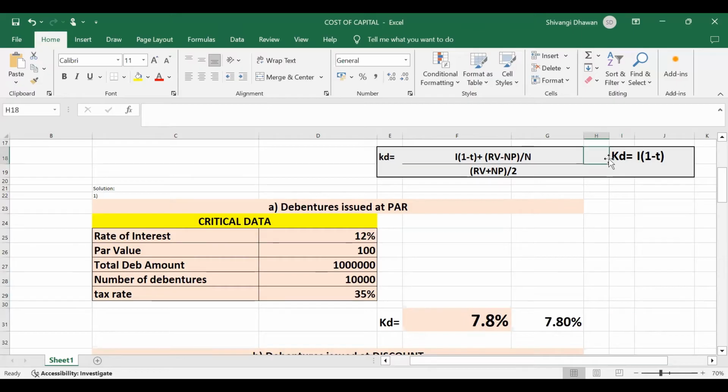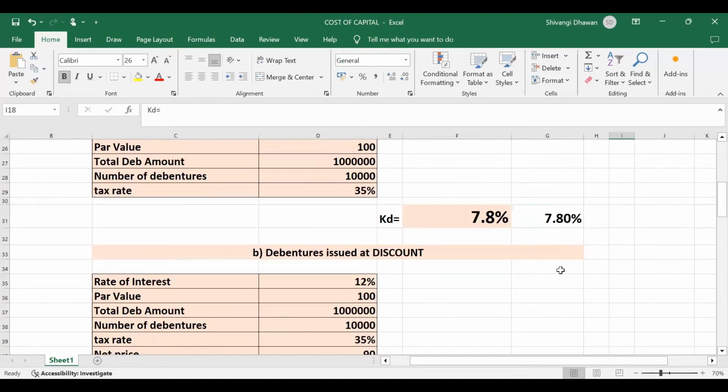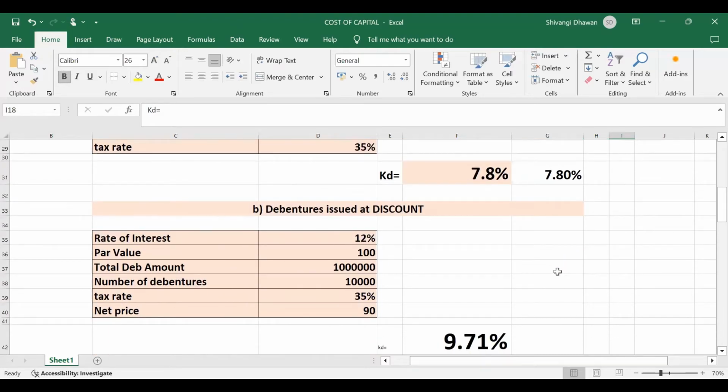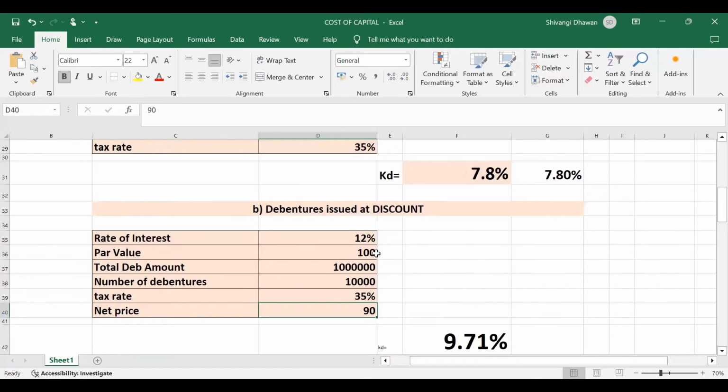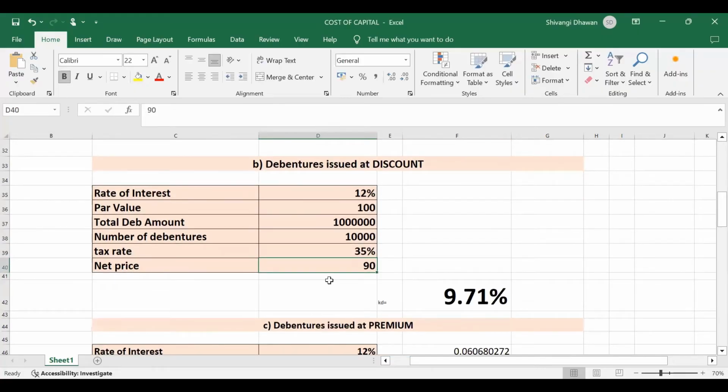The shorter formula will be used only when your debenture value is just 100 rupees. Now debentures are issued at a discount. Here the rate of interest will be 12%. Critical data will almost remain the same. Par value is 100. Total debenture amount is 10 lakhs. Number of debentures is 10,000. Tax rate is 35%. Now our net proceeds or net price will be 100 minus 10% of 100. 10% is the discount rate. So 100 minus 10% of 100 is 100 minus 10, which gives us 90 as the net proceeds.